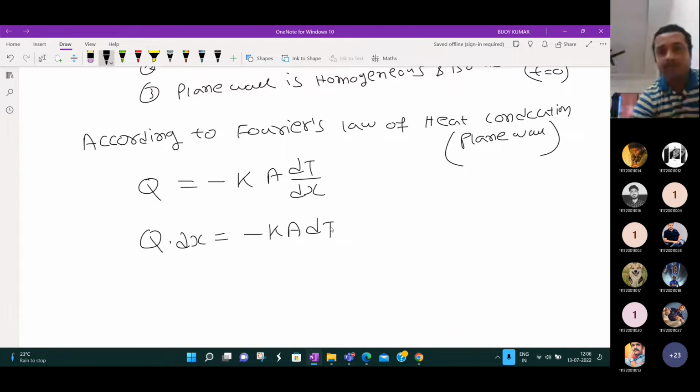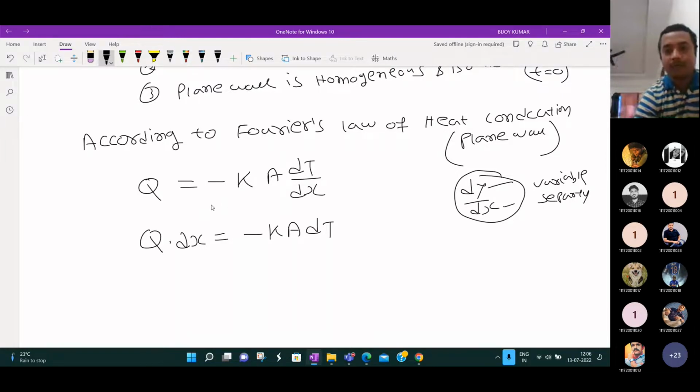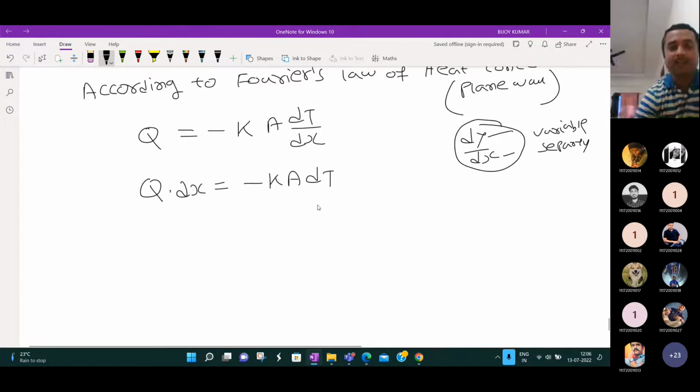In differentiation, dy by dx means y and x are both variables, so we need to use the variable separation method to solve the differential equation. We separate the two variables. So q into dx is equal to minus kA into dT. Then what do we have to do? Does anyone remember the variable separation method to solve differential equations in mathematics?